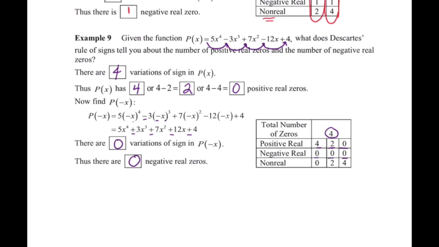We can then use that information to help us fill in how many non-real or complex that we should have, because each one of these columns needs to add to 4. So if I have 4 positive real numbers, I can expect there to be no non-real. If I have 2 positives, we know that there's 0 negatives. The other 2 would have to be non-real. And finally, if I had no positives, I know there's no negatives. The other 4 must be all non-real. Let's try one more here.